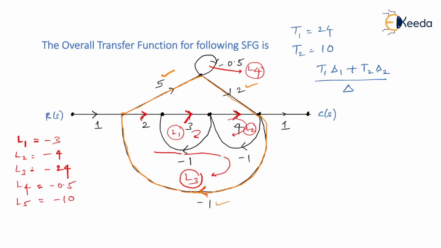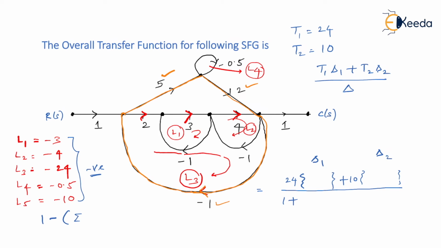Let us first of all substitute whatever we have. First of all, T1, which is 24, we'll leave some space for delta 1, plus T2, it is 10. Again, we will leave some space in order to specify delta 2. And in denominator, we have to write what? Delta only, right? So it is like this, 1 plus. Why plus? Because all the loops over here are negative. And we know that it is 1 minus summation of all loops. So summation of all loops comes out to be negative, and this negative will become positive. Therefore, I'm writing plus here.